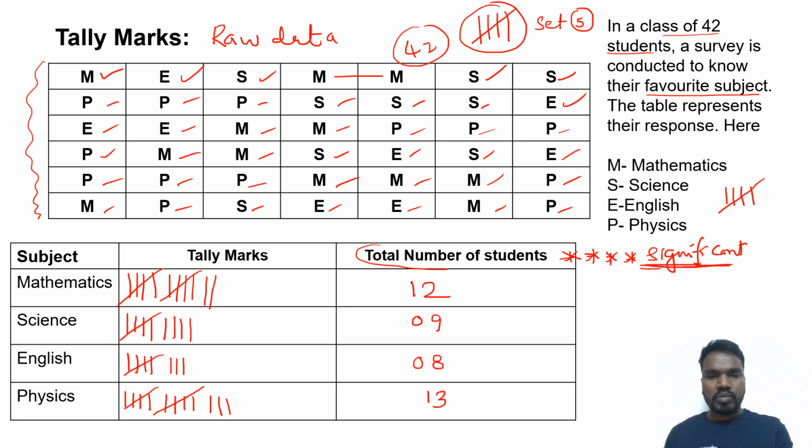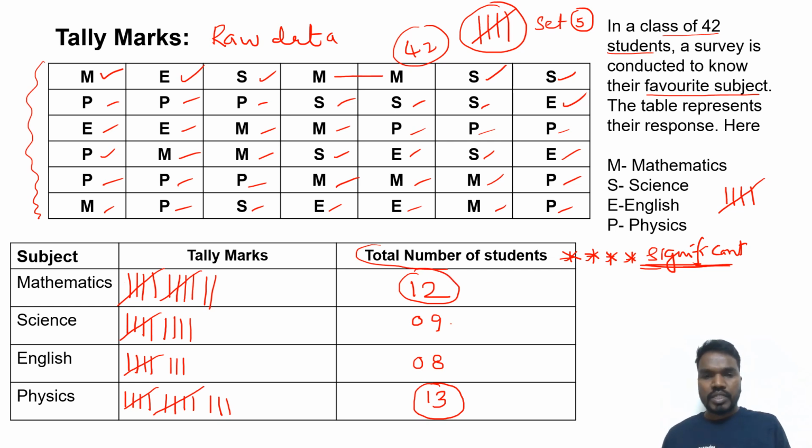Right. So now you can see by using these tally marks we can identify that more number of students are liking physics, right? So physics is their favorite subject, then mathematics, then science, and then English, right?